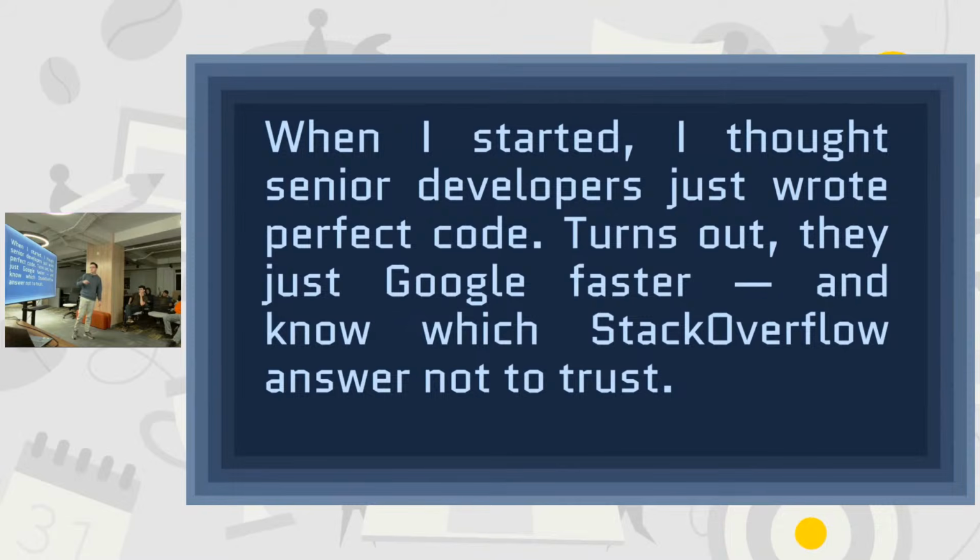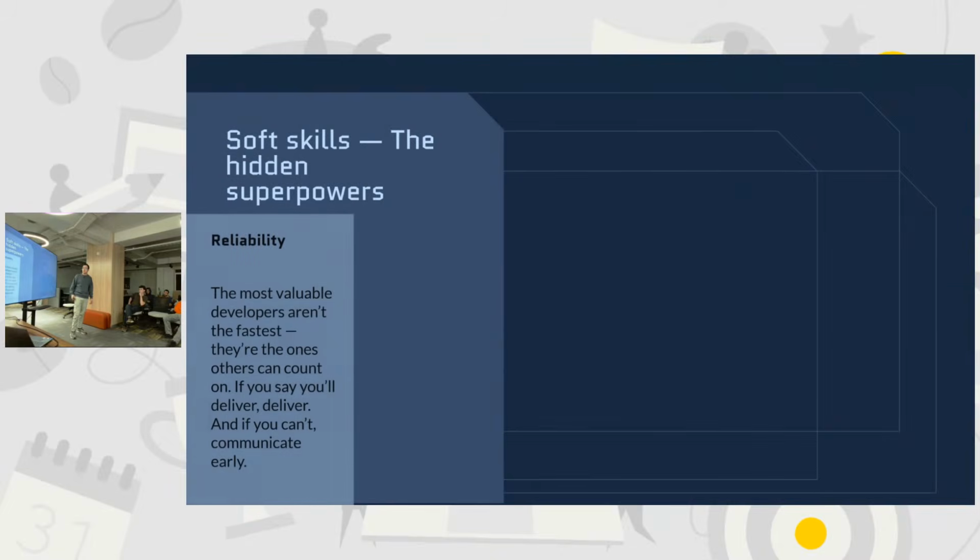When I started, I thought senior developers just wrote perfect code. Turns out they just Google faster and know which Stack Overflow answer not to trust. We'll talk about that a bit later as well.